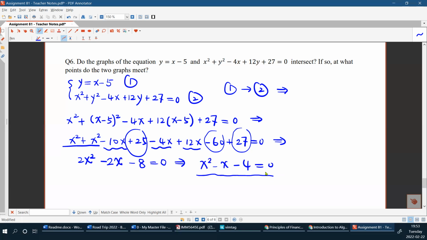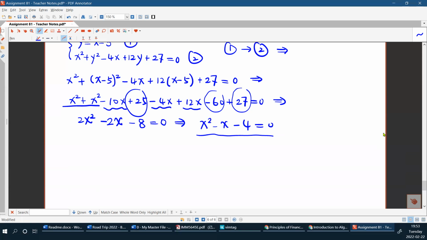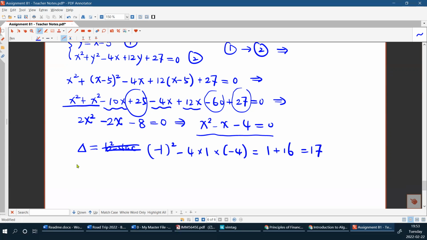This is apparently not difficult to solve, right? This is simply a quadratic equation. We can use the quadratic formula to solve it. So first of all, let's check the discriminant delta. Delta is defined as b squared minus 4ac, right? Which is (-1) squared minus 4 times 1 times (-4), then this is 1 plus 16, which is 17, right? And you should expect the square root of 17 in the next step.